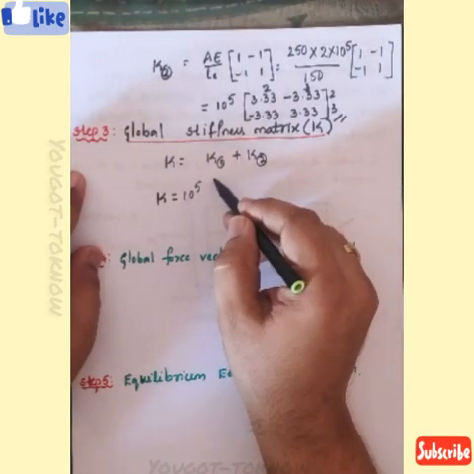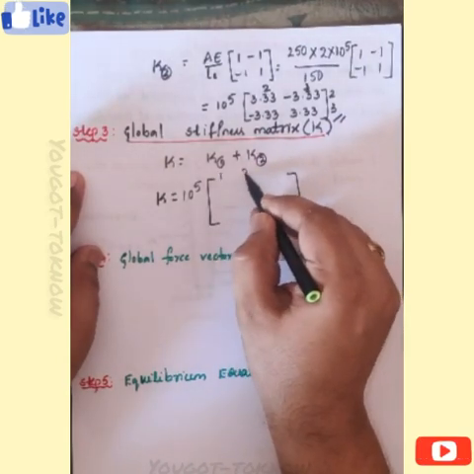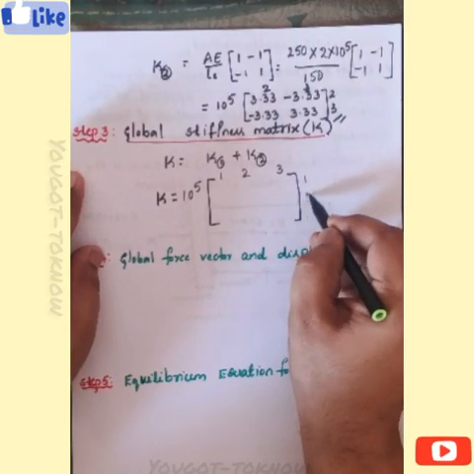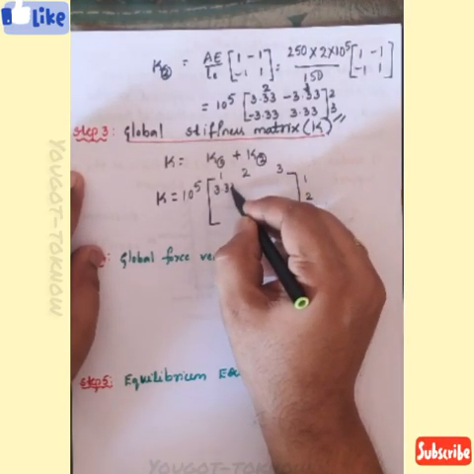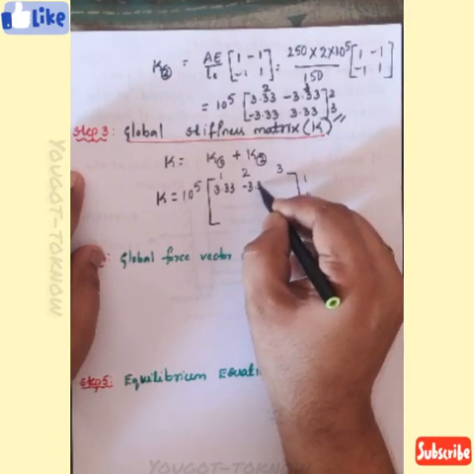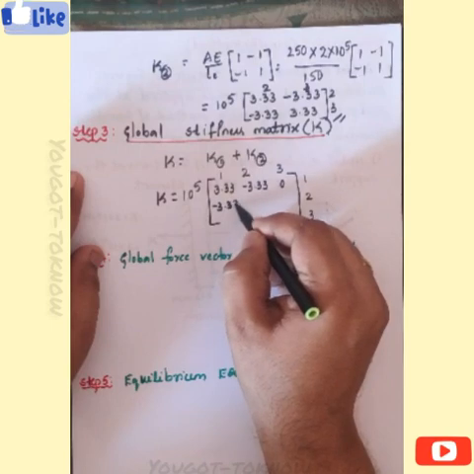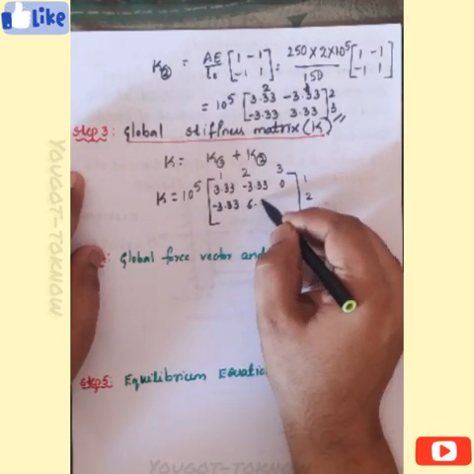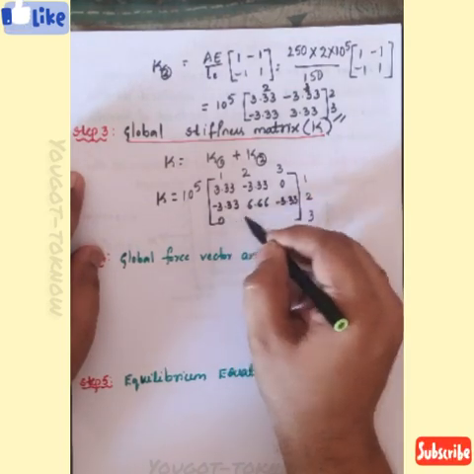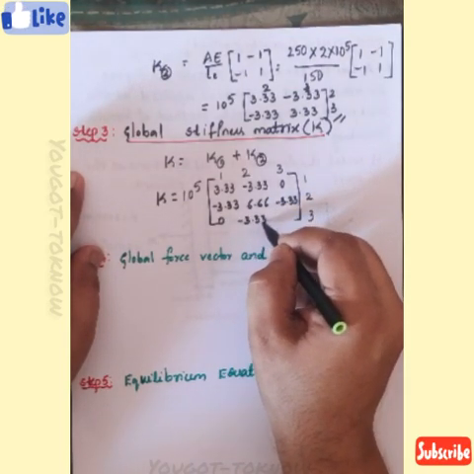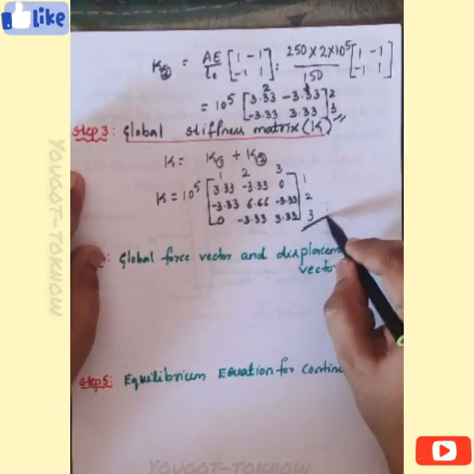Now calculate the stiffness matrix. What is the order of the stiffness matrix? It should be 3 cross 3: 1, 2, 3, 1, 2, 3. Now you can know how to calculate this. 3.33, minus 3.33. It was already explained previously, because I'm directly writing minus 3.33. Now 3.33 plus 3.33, what is this? 6.66, minus 3.33. This is 0, minus 3.33. This is 3.33. Now this is your global stiffness matrix.